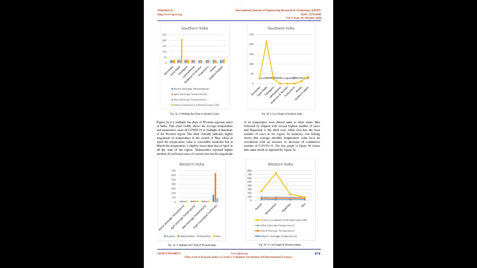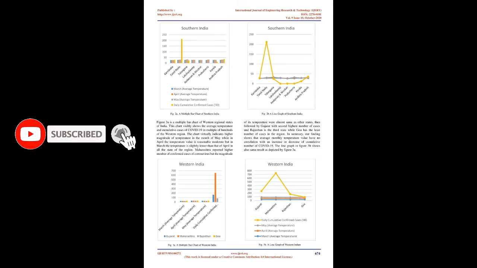Figure 1a is a multiple bar chart of the eastern regional states of India. This chart clearly depicts the average temperature and cumulative cases of nCoV-SARS-2 in hundreds in the region. The chart shows a higher temperature in the month of May, while in April the temperature value is moderate, but in March there is low temperature in all the states of this region. West Bengal recorded higher cases of nCoV-SARS-2, but its temperature value remained almost similar to all other states. States like Meghalaya, Nagaland, Tripura, Assam, and Odisha have recorded the lowest number of confirmed cases. In summary, higher, moderate and low average temperature values have no correlation with an increase or decrease of nCoV-SARS-2 cases.